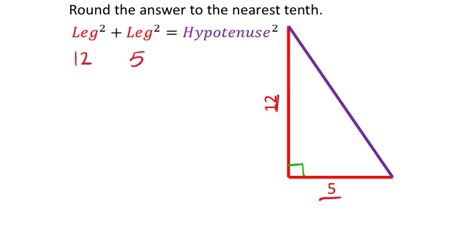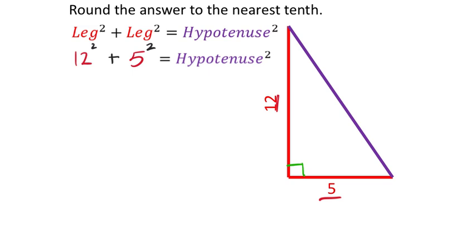Now that I know those two lengths, I'm going to solve for the missing one, which is the hypotenuse. So I'm going to square the 12, square the 5, add them together, and then this will equal the hypotenuse as a square, like this. Now I could solve this at one time on the calculator, but I'm going to do a little bit of work here.